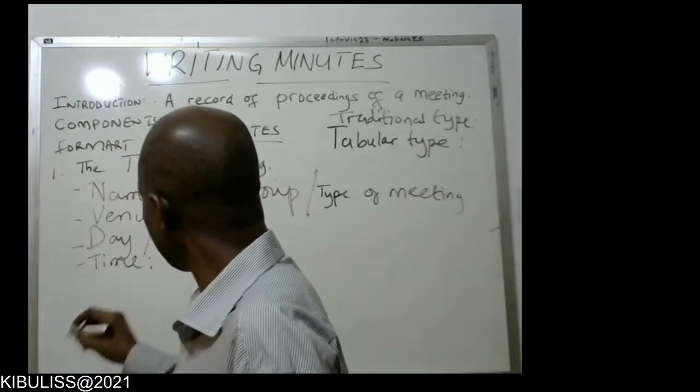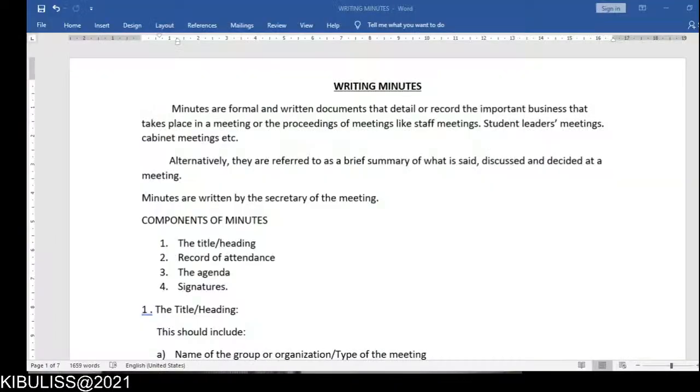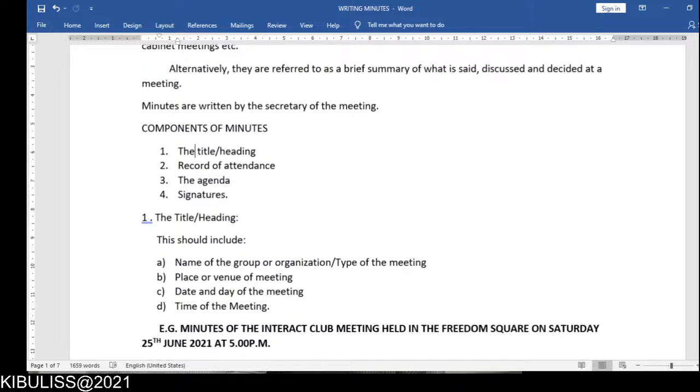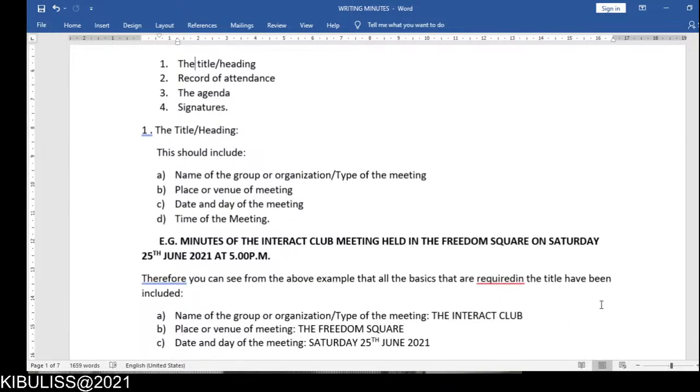So in your document there, you can see, follow that order I've said in bold: Minutes of the Interact Club. We start with the word minutes. Minutes of the Interact Club meeting. I have named the group. Held in the Freedom Square. I have mentioned the venue. On Saturday, 25th June 2021. I'm giving just an example of the date, it may not be accurate. I've given the time 5 p.m.